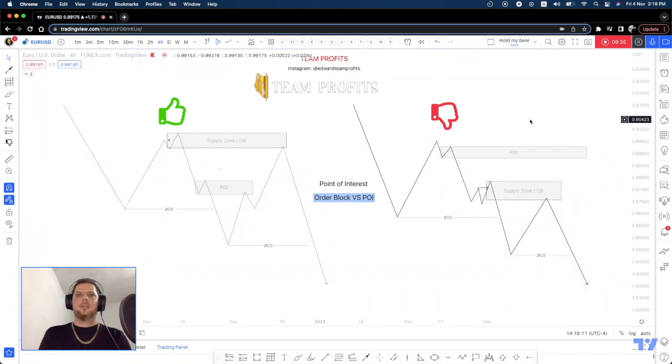Okay? Do you get it now? I hope it makes sense. Trying to explain this as best as I can and as simple as I can. All right? You want to see a much better formation when it drops.